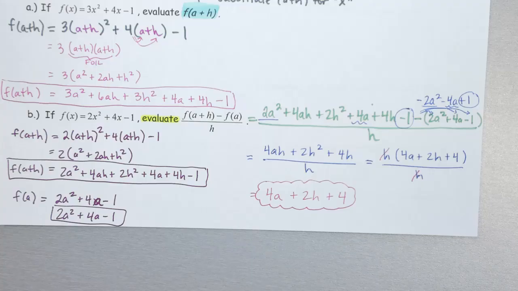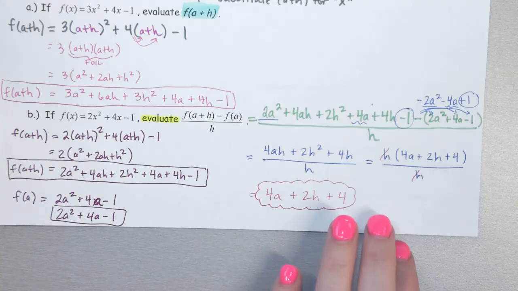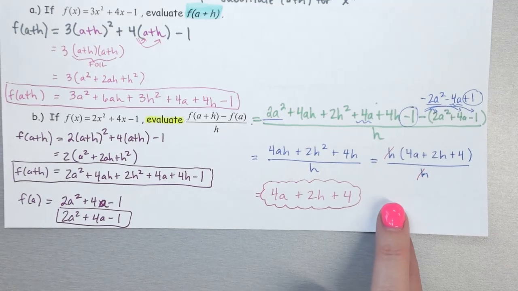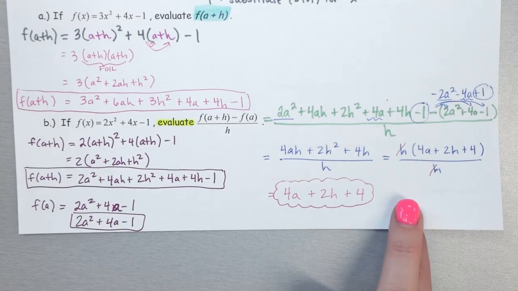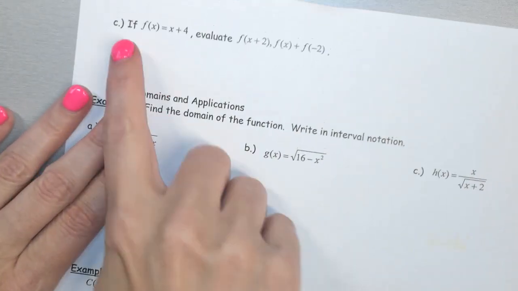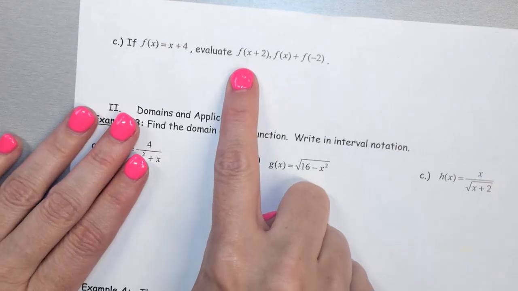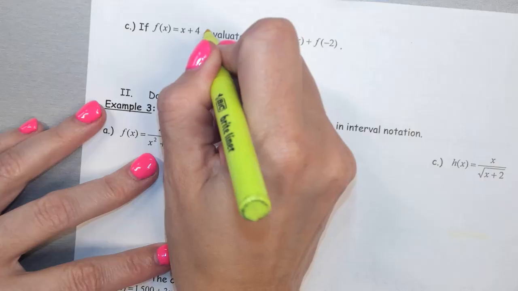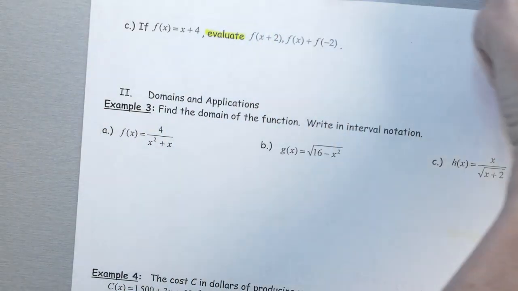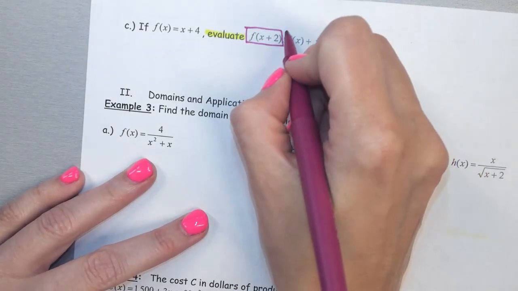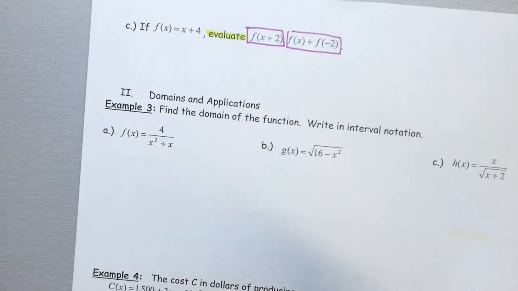All right, let's check out what we're doing next. Any questions for me on that? Okay, so for part C, we are still evaluating and simplifying. We're given an f of x, and we have to find two things here. Okay, so the first thing that we're going to find is f of x plus 2. Okay, and then this is f of x plus f of negative 2. So there's two different things we're going to find.